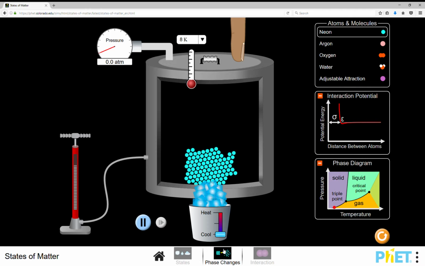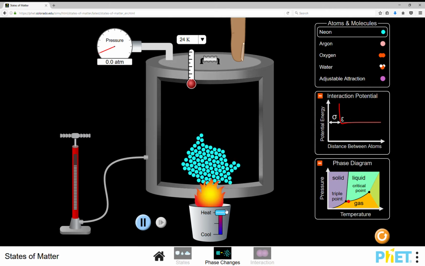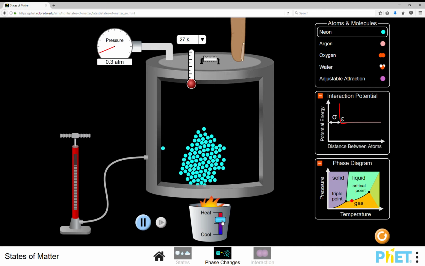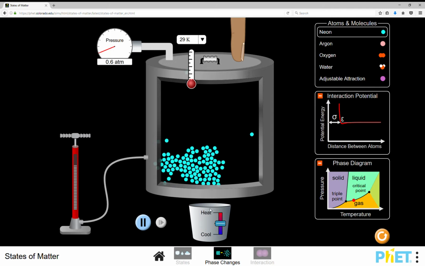We can see quite clearly that at 6 Kelvin it's a solid. As I increase the temperature, there we go, once we get to about 27 Kelvin, they start being able to move past each other. So increase it a little more, and at this point we pretty much have a liquid. Some of them are still remaining in similar positions, but most of them are able to move past one another.